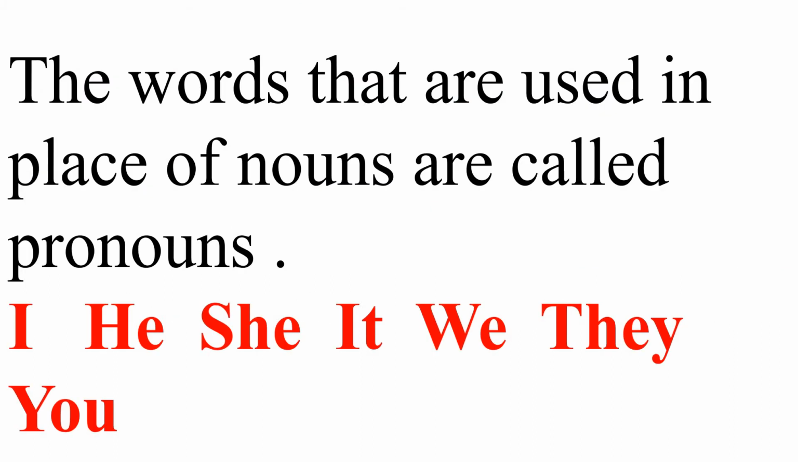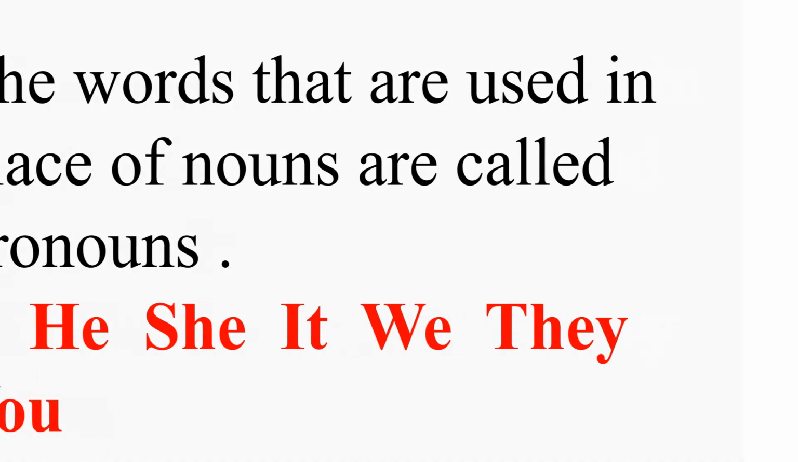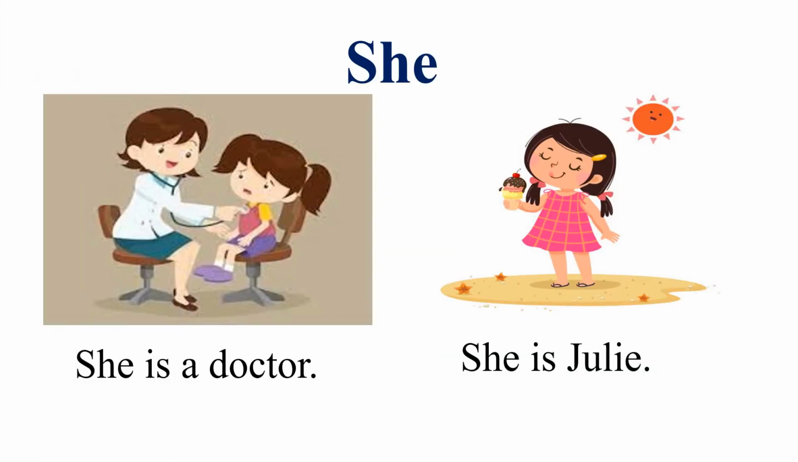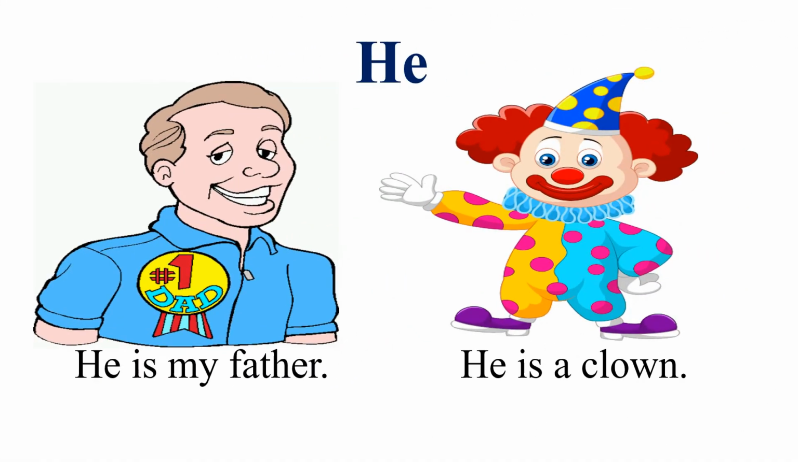Words that are used in place of a noun are called pronouns. So students, what is a pronoun? Pronouns are words that are used in place of nouns. Examples: I, he, she, it, we, they and you. Now see, when do we use she? The pronoun she is used for a girl or a woman. For example, she is a doctor. She is Julie.